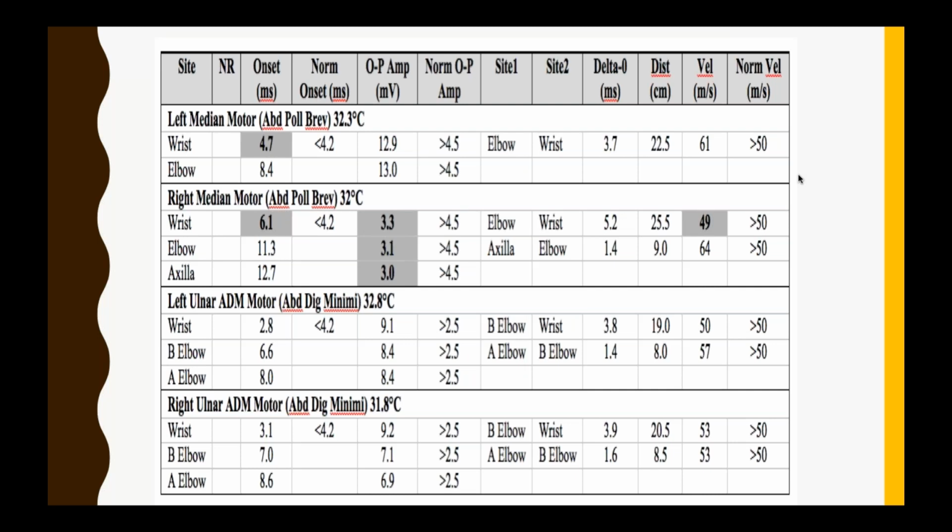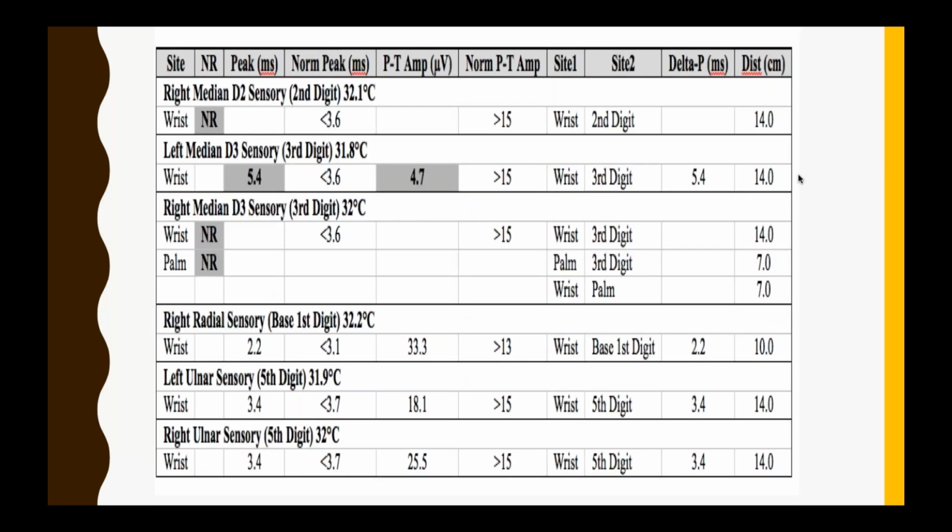So we had slowing and reduced amplitude, so possibly a conduction block. We need to do our needle EMG to determine if that is true axonal damage or if this is conduction block that could be happening at the wrist. So she had even more pronounced slowing at the right versus the left. The ulnar studies were okay. They were on the borderline of abnormal latencies and velocities, but still above the normal range.